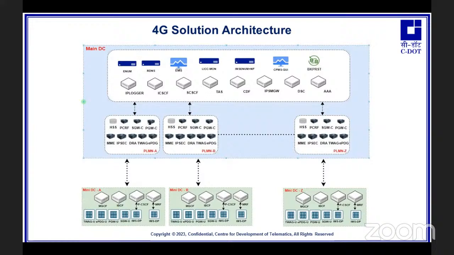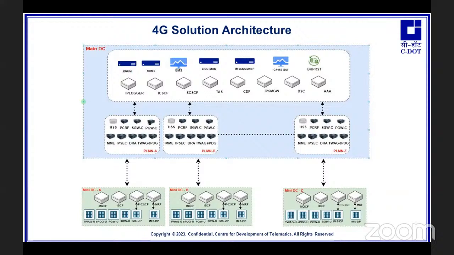This is our 4G architecture solution, and Mr. Maral already told about this. I would like to add some points actually. Here, if you see, in mini DC there are two components. One is MGCF. So what is MGCF? Does anybody have an idea what the function of MGCF is? It is called media gateway control function. So it's between IMS and non-IMS.